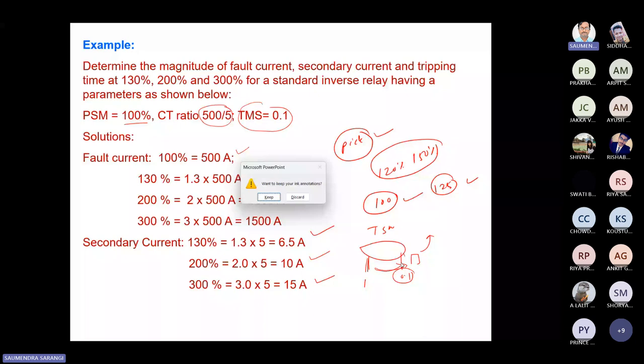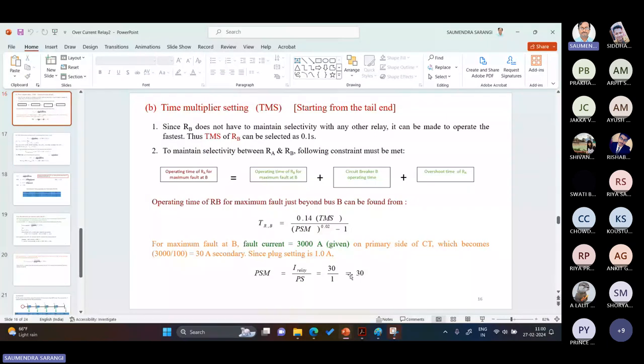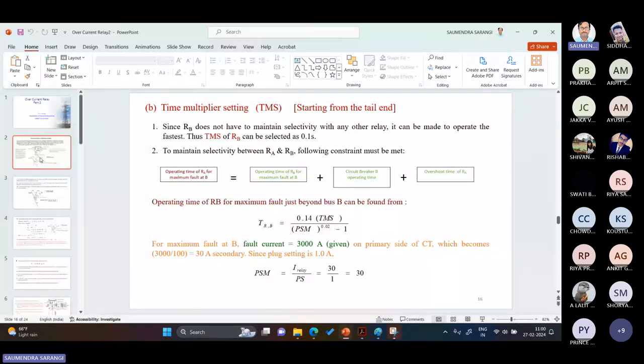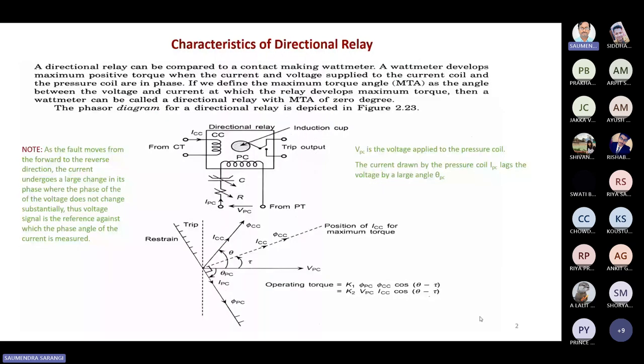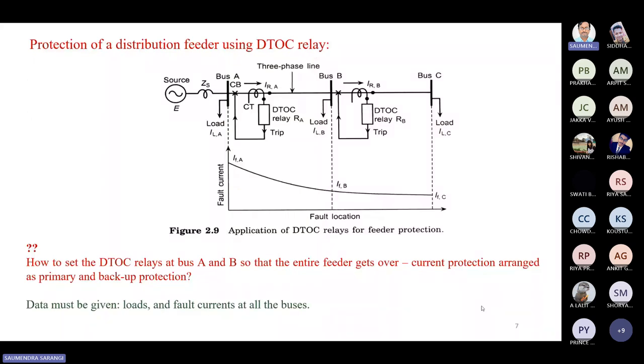Apart from that, there is a second slide we are having, that is called overcurrent relay 2. So here, how to set the setting of an overcurrent relay, that we need to identify. Particularly this is a directional overcurrent relay characteristic. No need to go for this equation. We just want to understand that we'll be having two overcurrent relays. One is DTOC, definite time overcurrent relay. The definition of DTOC is nothing but definite time overcurrent relay. So how to set the relay?